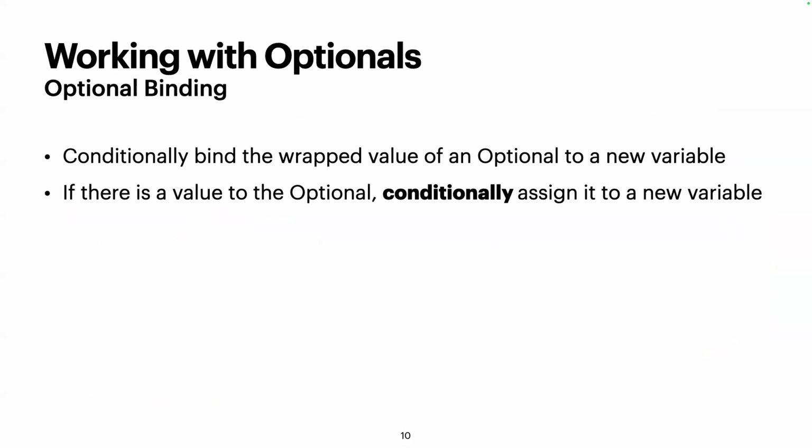One of them is called optional binding. And what that means is that we conditionally bind the wrapped value of an optional to a new variable. So if there is some value to the optional, which is not nil, we conditionally assign it to a new variable that we can use of the regular data type.